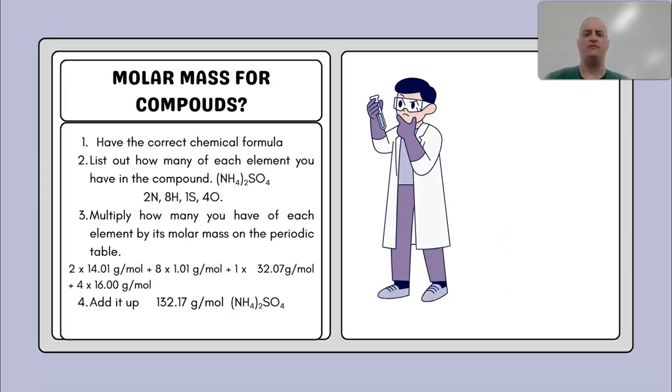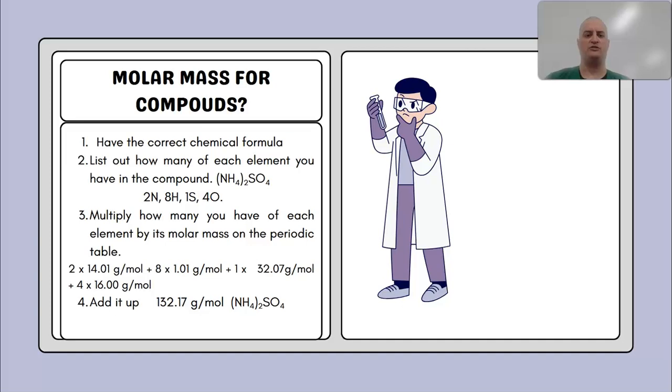So we have the molar mass for compounds. We first need the correct chemical formula. Don't worry, we'll provide that for you. List out how many of each element you have in the compound. So in the ammonium sulfate, you've got 2 nitrogen, 8 hydrogen, 1 sulfur, 4 oxygen. So total count up. Multiply how many you have of each element by its molar mass on the periodic table.